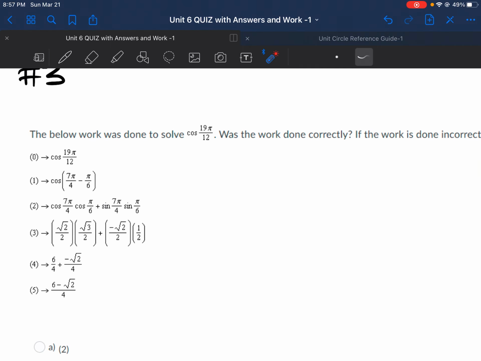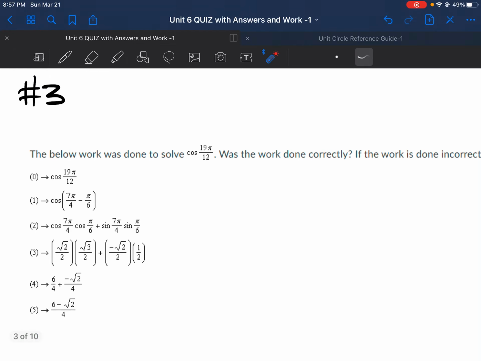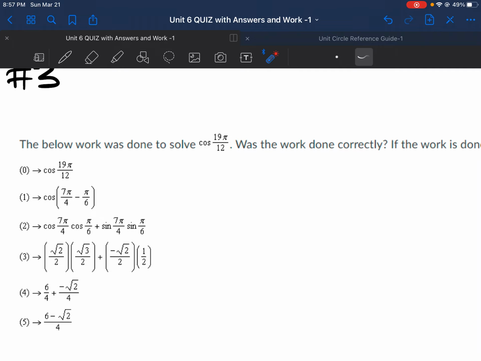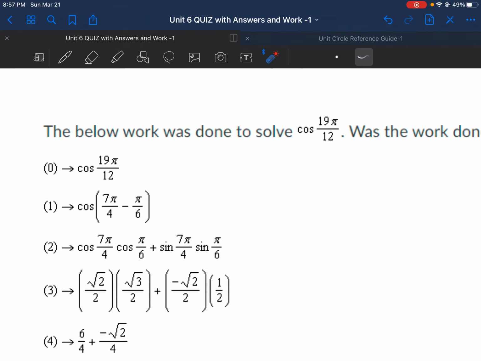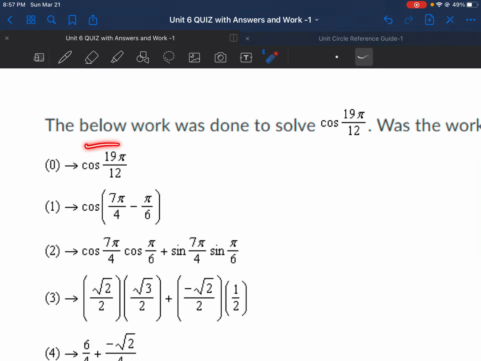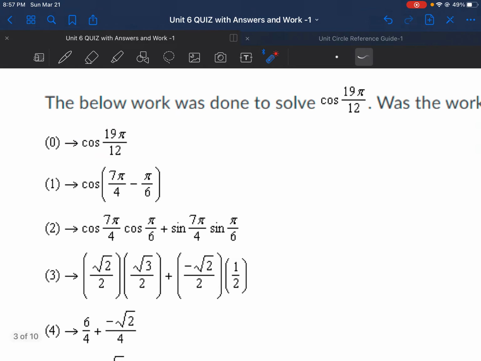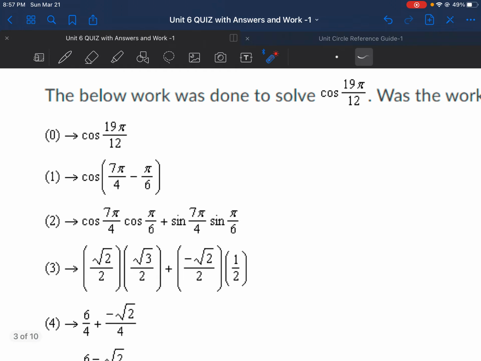All right, number 3, another "did they do it correctly" type of problem. So let's find out if they did it correctly or not. We want to solve cosine of 19 pi over 12. Well, they copied the problem down correctly, so line 0 looks good to me. This student is saying that 19 pi over 12 is 7 pi over 4 minus pi over 6. And let's see if that's correct here.